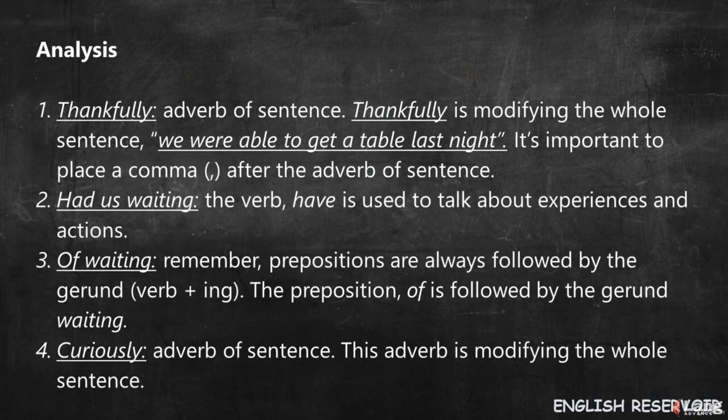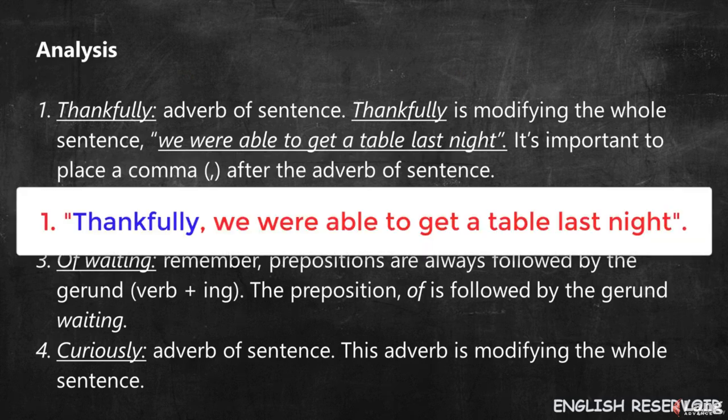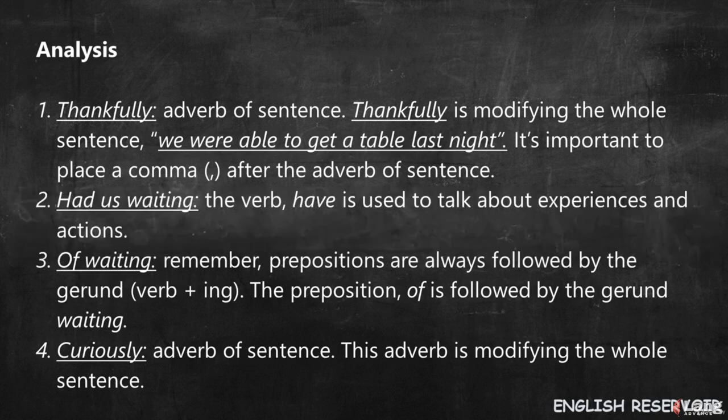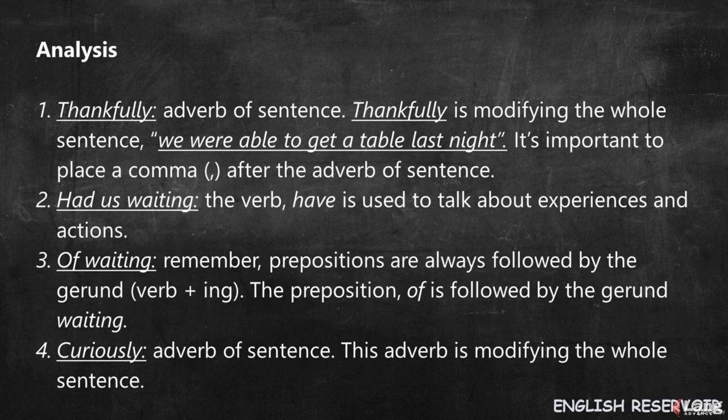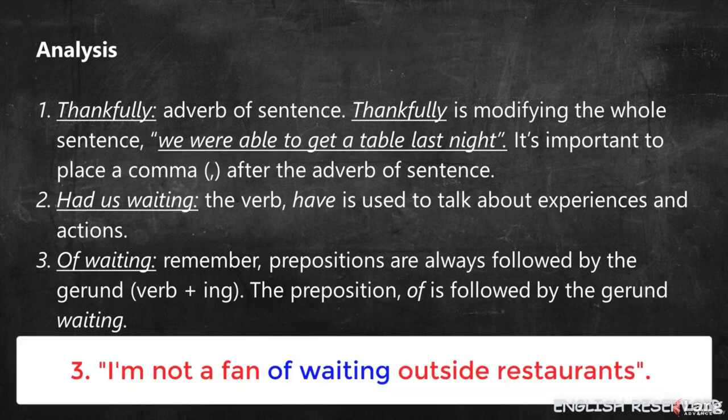Analysis. 1. Thankfully. Adverb of sentence. Thankfully is modifying the whole sentence: we were able to get a table last night. It's important to place a comma after the adverb of sentence. 2. Had us waiting. The verb have is used to talk about experience and actions. 3. Of waiting. Remember, prepositions are always followed by the gerund, verb plus ing. The preposition of is followed by the gerund, waiting.